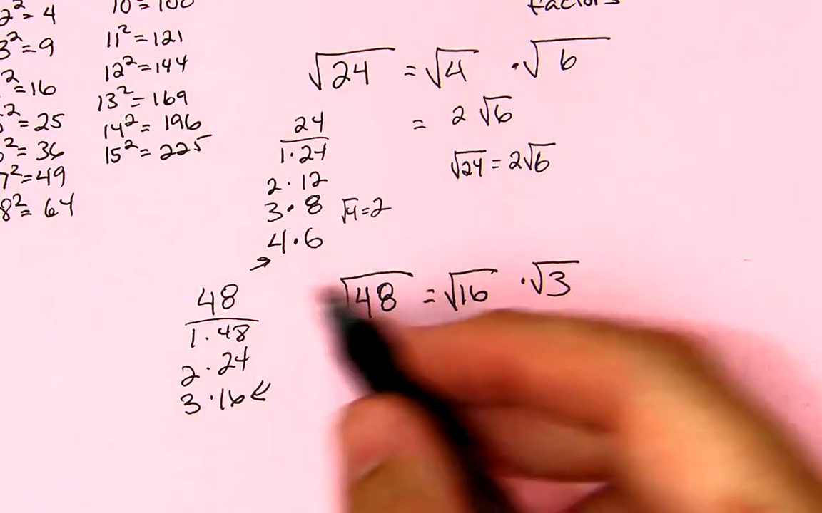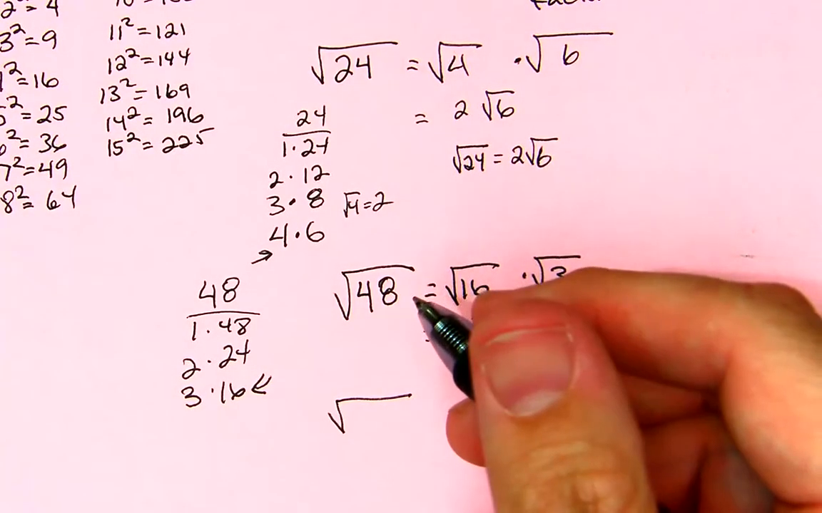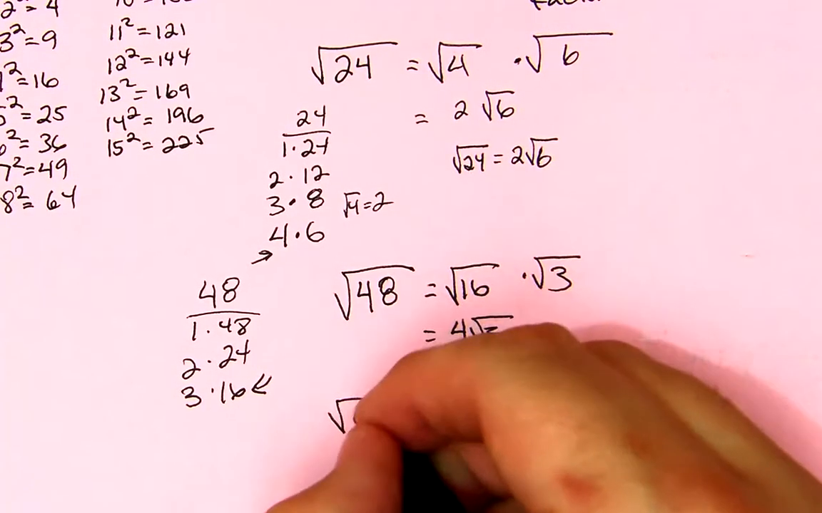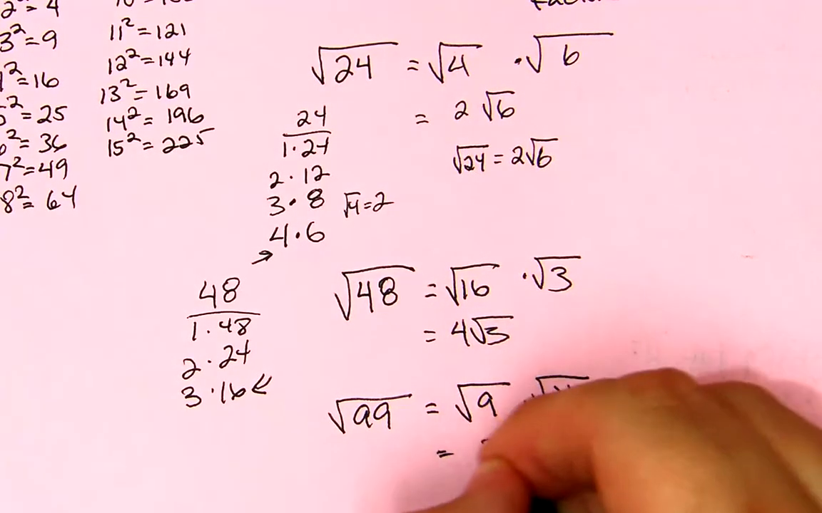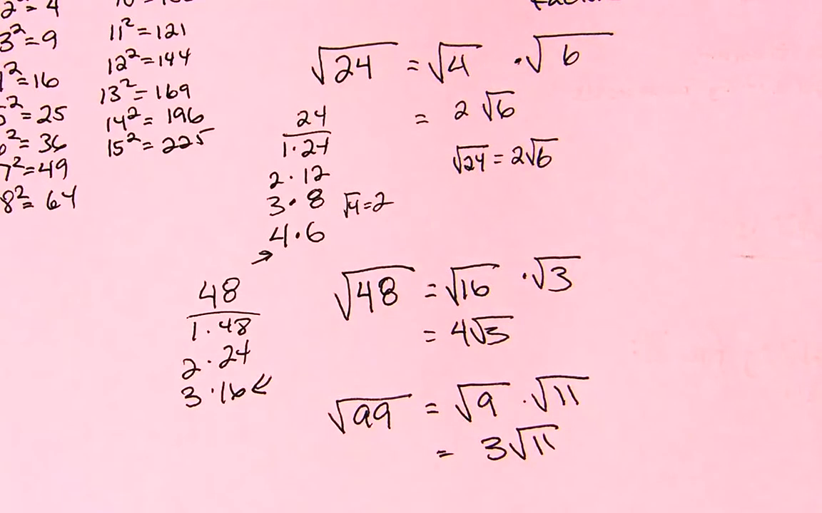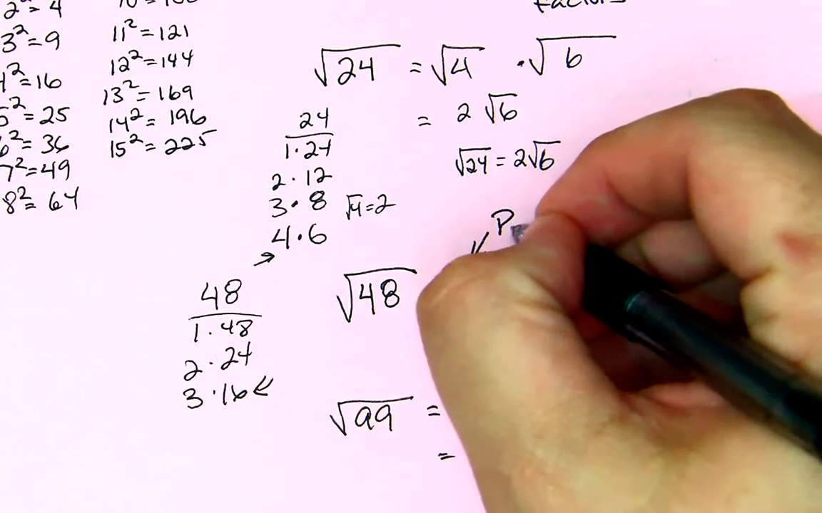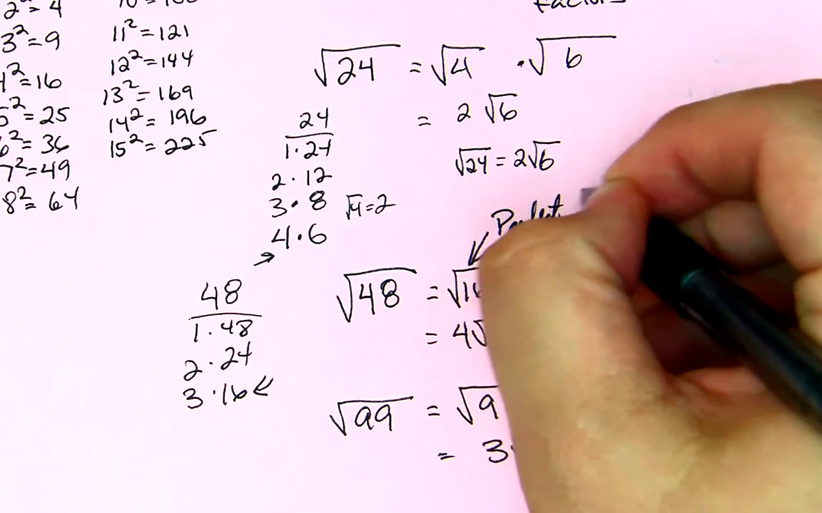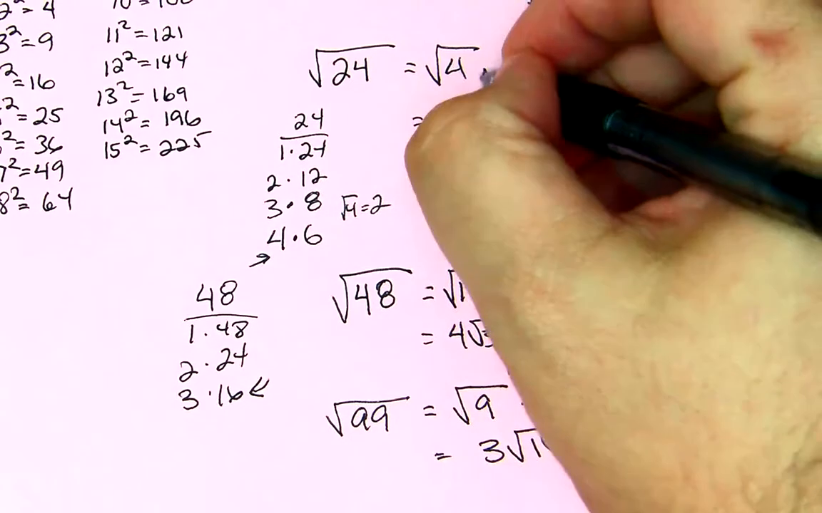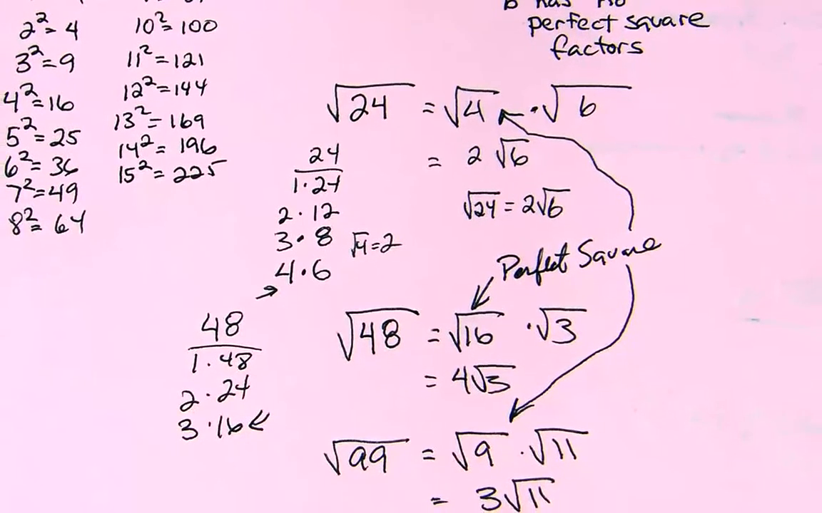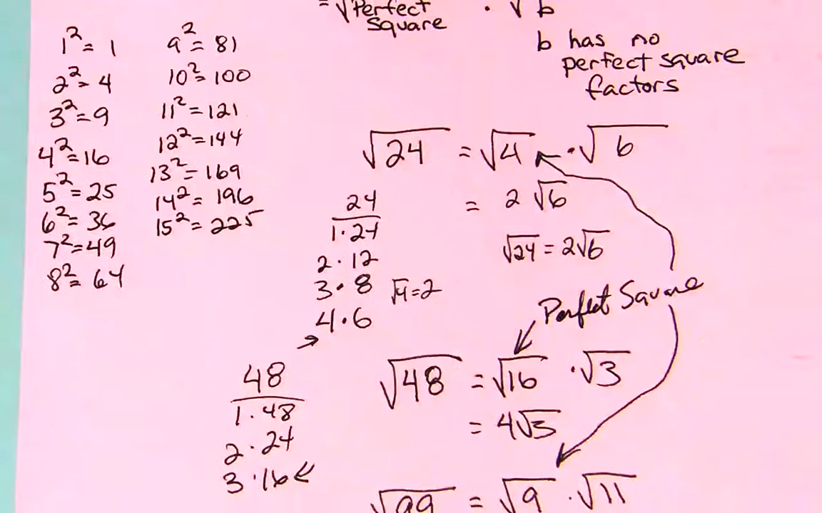So you can check this out and deal with whatever you need to deal with. The square root of 99. This would be the square root of 9 times the square root of 11. So that's 3 times the square root of 11. So you always want to make the perfect square. There's your perfect square. There's your perfect square. There's your perfect square. All of those are perfect squares. And you have to know what these are in order to make your perfect squares.